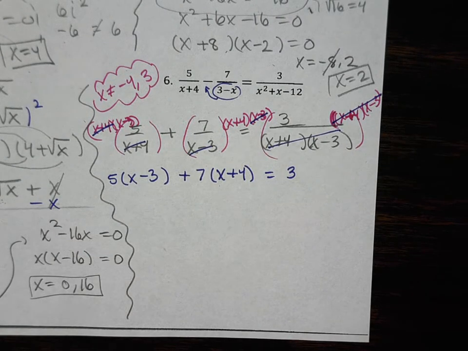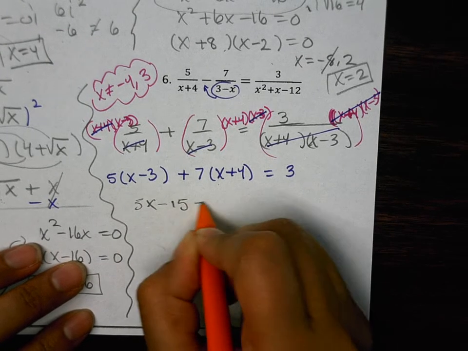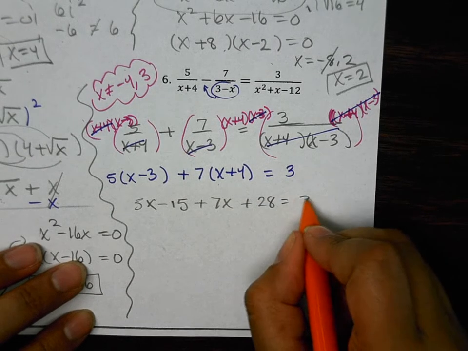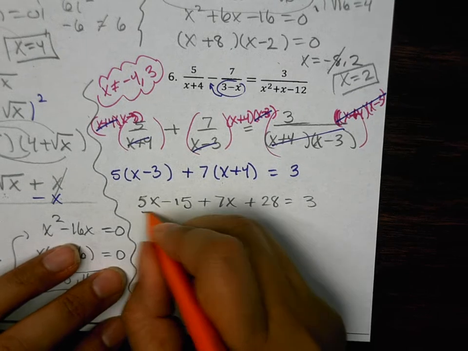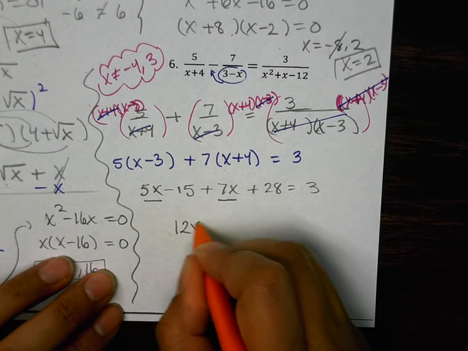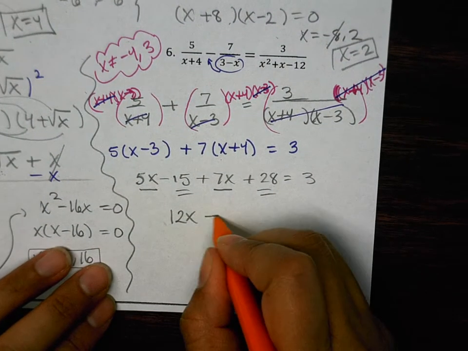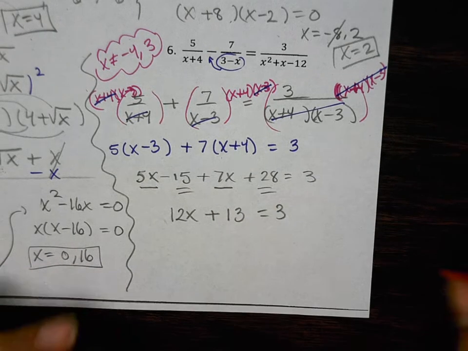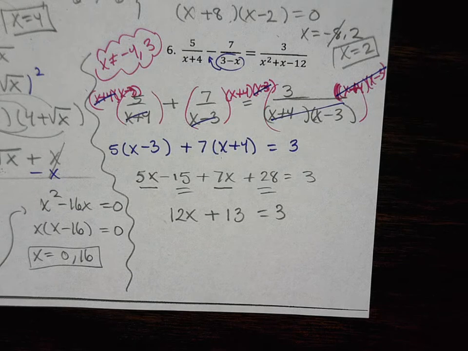All right, how many of you distributed as you wrote it down? Good. So what do you have? 5x minus 15 plus 7x plus 28 equals 3. Is there any factoring and solving here? No. Can you guys tell me what you got for that like term? And then that like term. Plus what? 13. And I will let you guys finish. You guys can do that on your own. Subtract, divide.